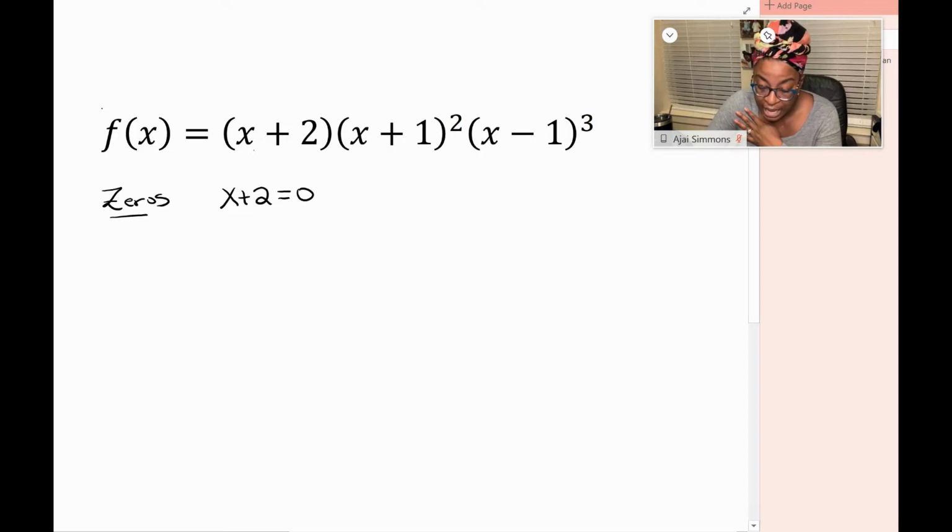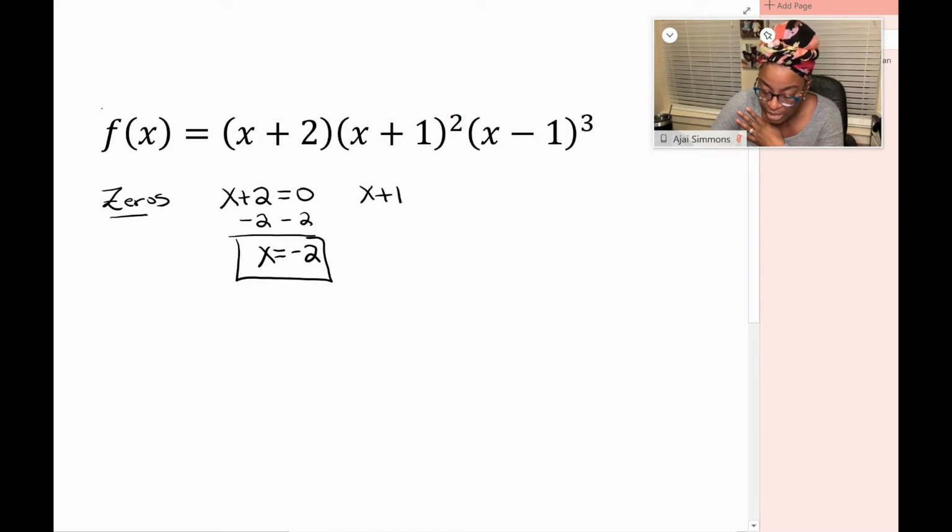If I take x plus 2 and say it's equal to 0, and solve for x, I get x is equal to -2. So that's one of my zeros right there. Let's take x plus 1 and set it equal to 0. You don't have to worry about the power, because I know some of you are probably looking at that square. x plus 1 squared is the same thing as saying x plus 1, and if I set each one of those equal to 0, I still get -1 for both of them.